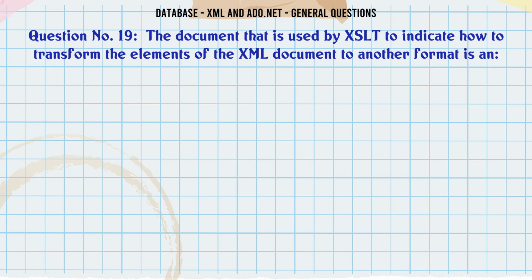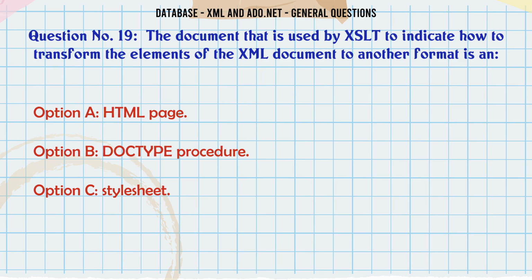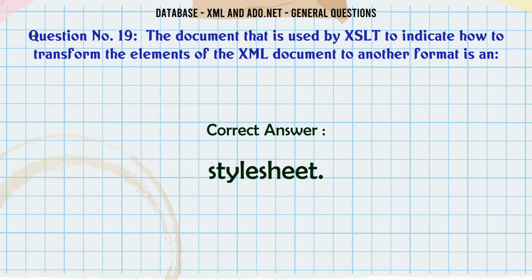The document that is used by XSLT to indicate how to transform the elements of the XML document to another format is a A. HTML page, B. doctype procedure, C. stylesheet, D. stored procedure. The correct answer is stylesheet.